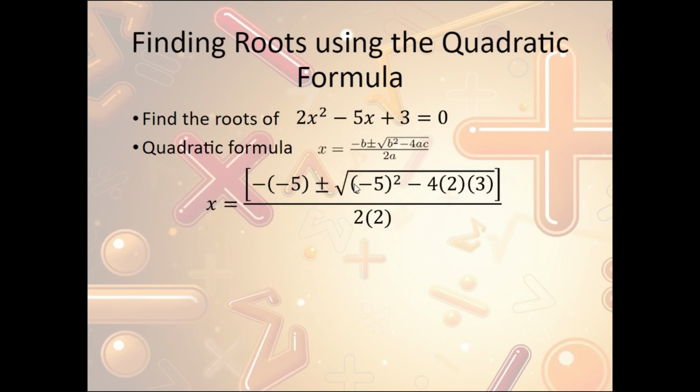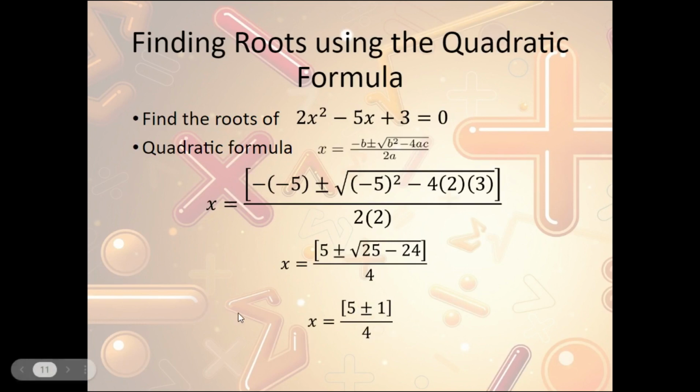Negative 5 is just positive 5. 5 squared is 25. And then negative 4 times 2 is negative 8, times 3 is negative 24. And then 2 times 2 is 4. So we end up with 5 plus or minus the square root of 25 minus 24 over 4. Well, 25 minus 24 is 1, and then the square root of 1 is just 1. So now we end up with 5 plus or minus 1 over 4.